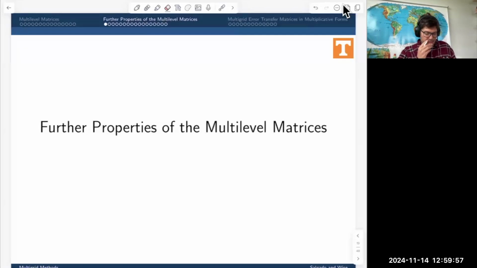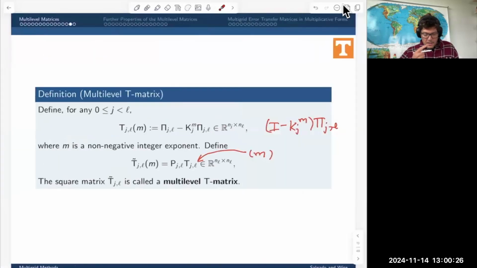We're in Chapter 8. We talked about a few multi-level matrices in the previous section. We're going to review a couple of those definitions, and now we're going to talk about lots and lots of properties of these things. In particular, we're going to try to get to the point where we can write the error transfer matrix for the various multigrid methods using these multi-level operators. Let me just switch back one or two slides.